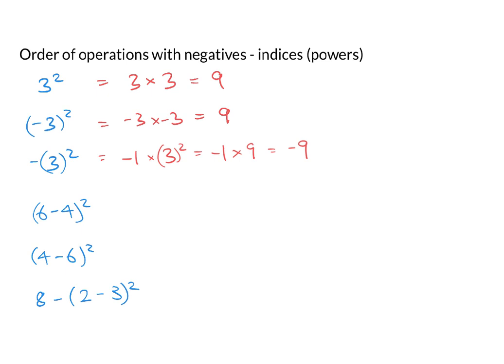The next one, we have 6 take away 4 in a bracket squared. 6 take away 4 is equal to 2. So therefore we have 2 squared. And 2 squared is 2 times 2, which is equal to 4.